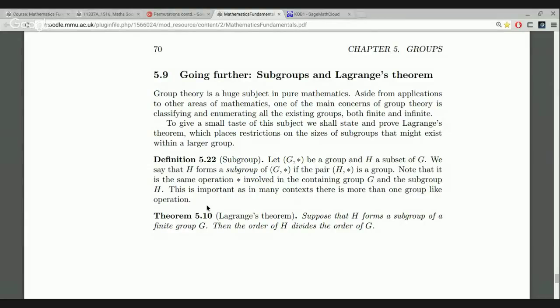If we encounter a group of size 10, we automatically know it cannot have within it a subgroup of size 3, 6, 7, 8, 9. They just cannot arise. We automatically know that from Lagrange's theorem. So Lagrange's theorem will be one of the first substantial results that we prove in the third year group theory course, and it's quite a nice result. And it definitely gives a flavor of the kinds of results that abstract algebra and group theory are after and seeking to prove.